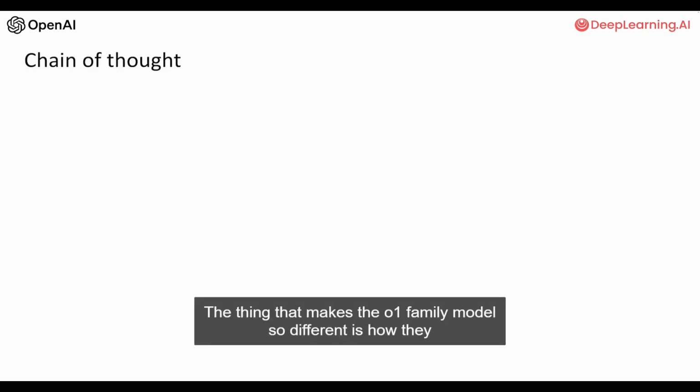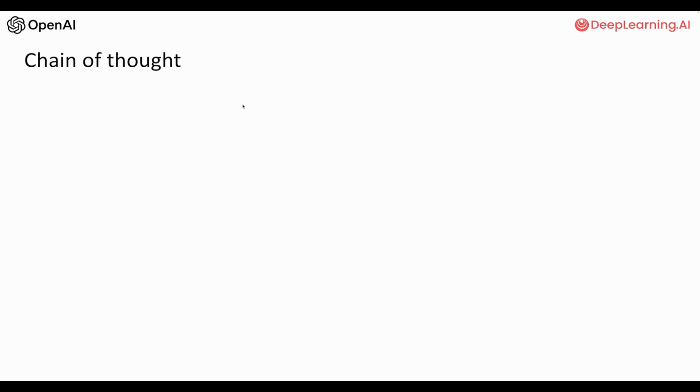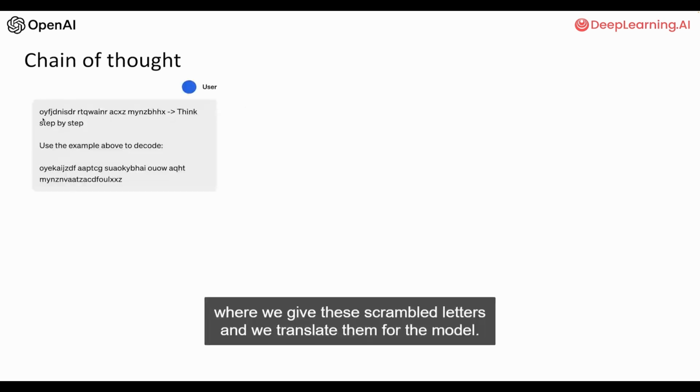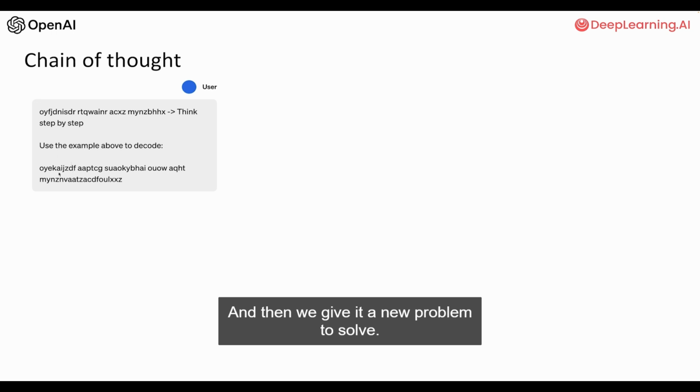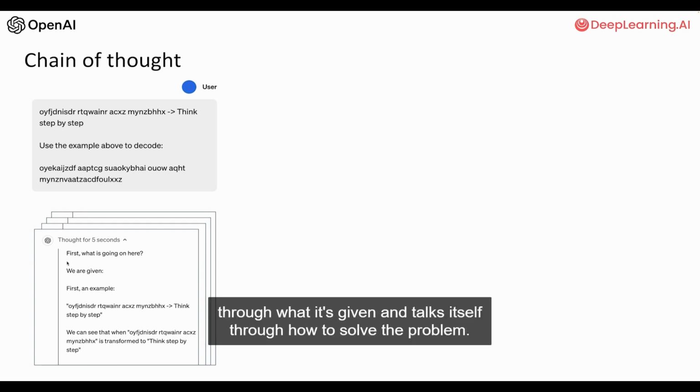The thing that makes the O1 family of models so different is how they natively integrate chain of thought into how they solve problems. Let's take an example where we give these scrambled letters and we translate them for the model, and then we give it a new problem to solve. The way it solves it is something like this, where it thinks through what it's given and talks itself through how to solve the problem.